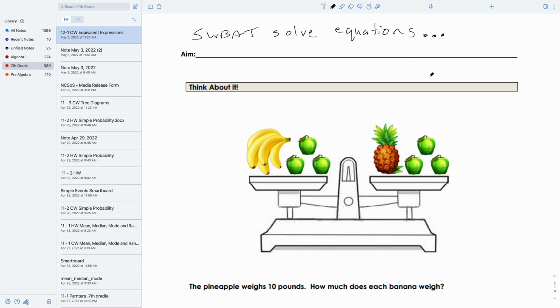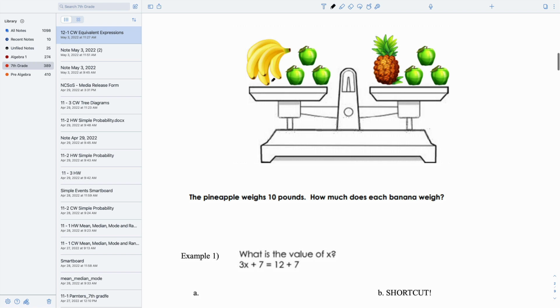Solve equations. Shortcut. Okay. First thing I want you to look at is there's a scale, and you have fruits.